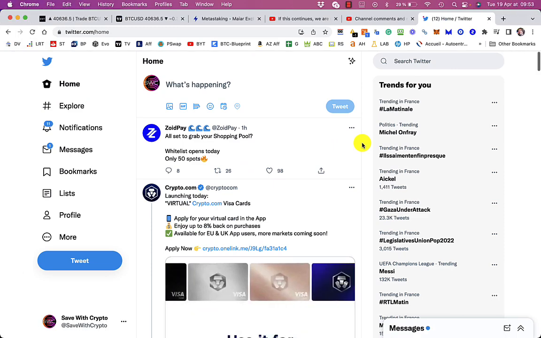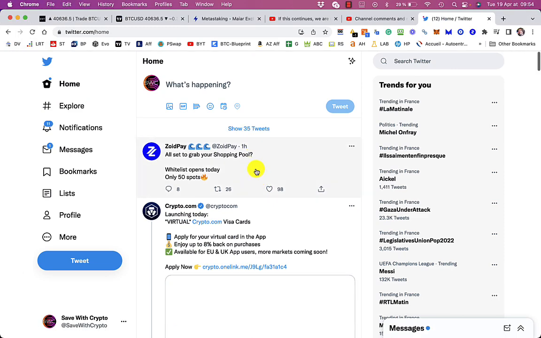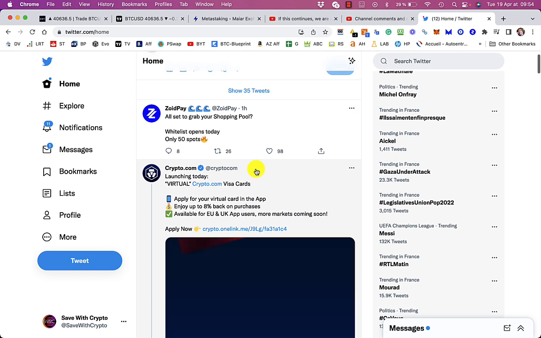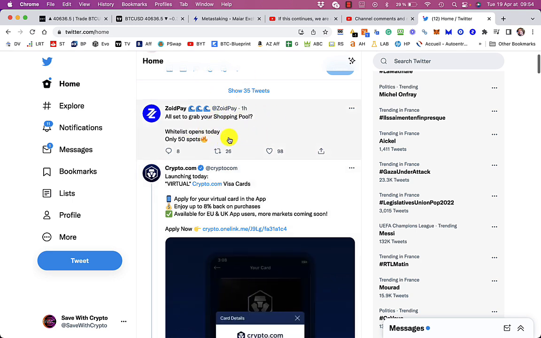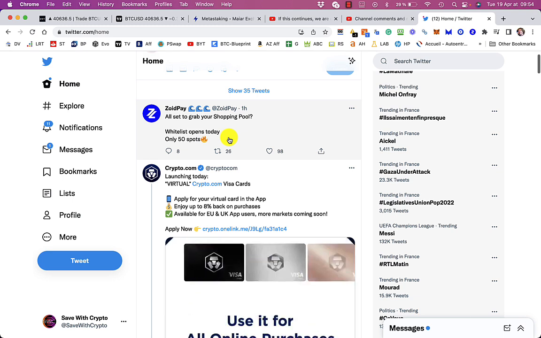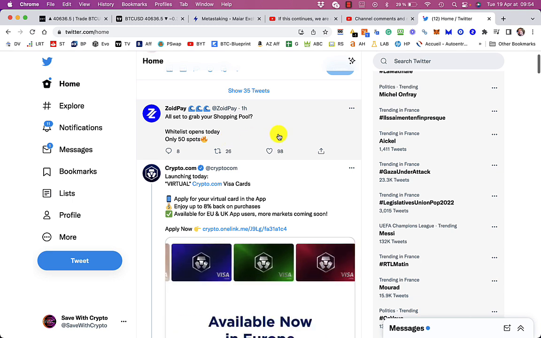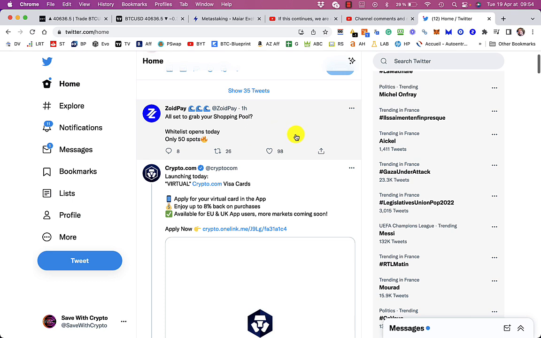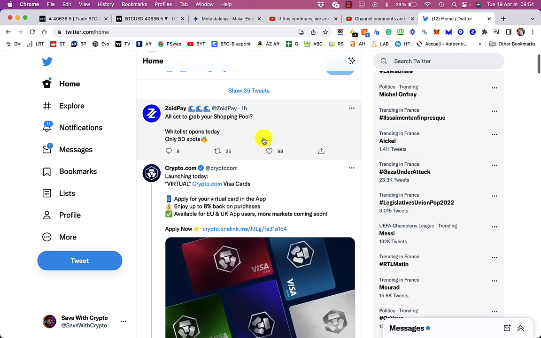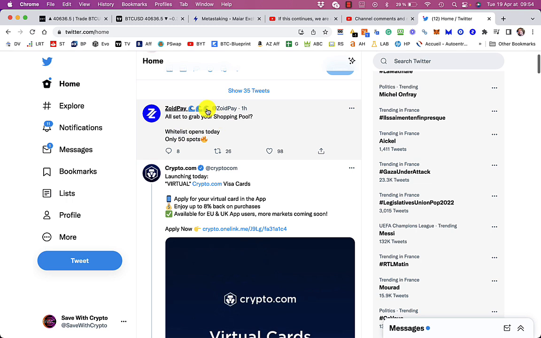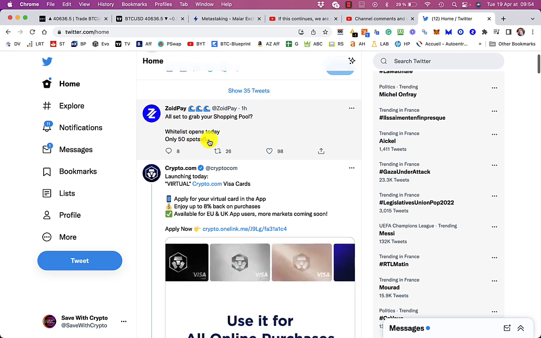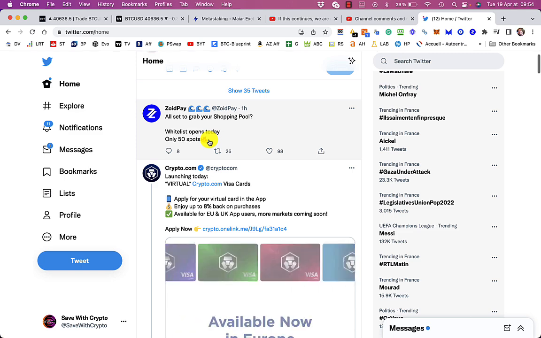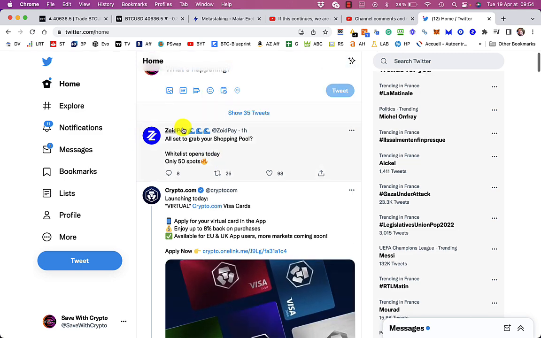Anyway, I was just having a quick look on Twitter, and I can see this thing here from ZoidPay saying, "All set to grab your shopping pool. Whitelist opens today. Only 50 spots." These shopping pools look really cool, actually. They're basically liquidity pools, and they seem to be quite profitable, but they are on a first come, first serve kind of basis. But I bet this is going to pump Zoid again today. I'm so tempted to get some, but I just can't bring myself to buy it at twice the price it was a couple of days ago. But I do think it's quite promising.